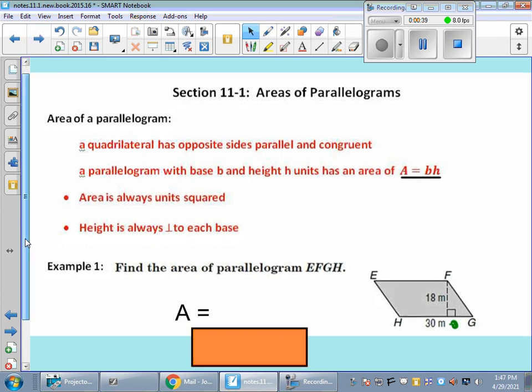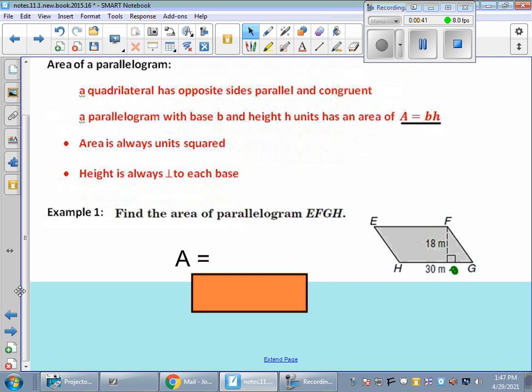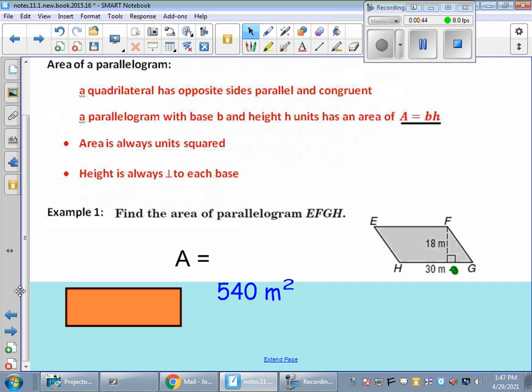So in this specific example, number 1, taking a look at what we have here, you're going to go 30 times 18, and that's going to give you 540 meters squared.